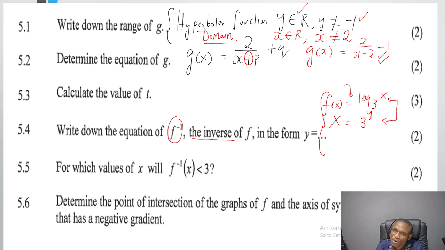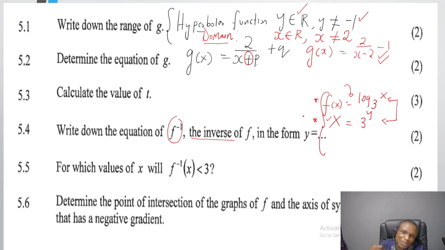So looking for the inverse of f of x equals log x base 3 is the same as looking for the inverse of x equals 3 to the exponent 1. So what is the inverse of this? Why am I looking for the inverse of x equals 3 to the exponent 1? Because x equals 3 to the exponent 1 is the same as f of x equals log x base 3. It's just written in a different way, but it's the same thing.